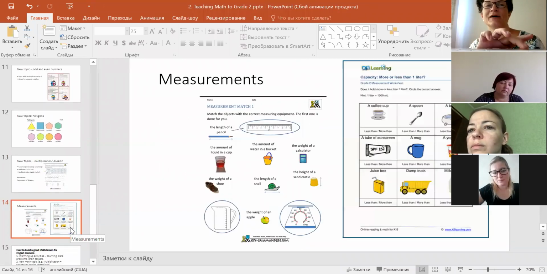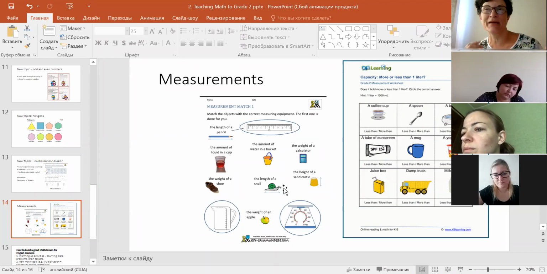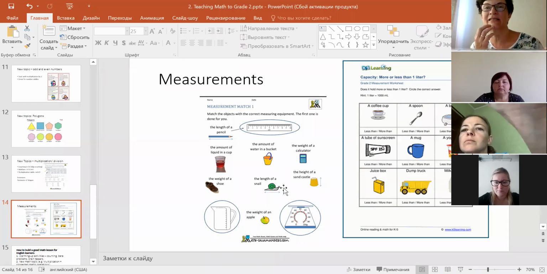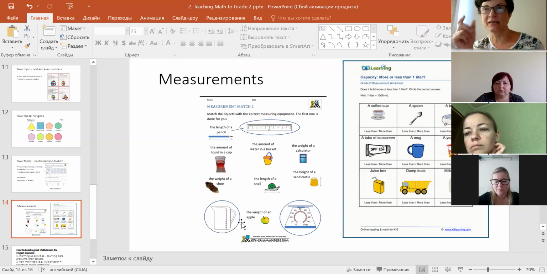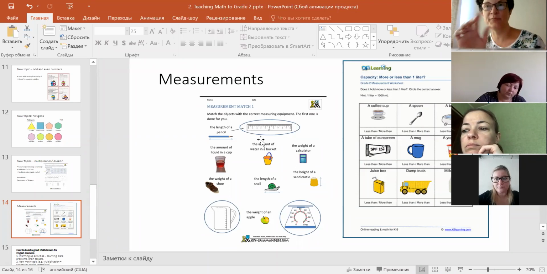Then we'll do measurements, and our measurements will be centimeters for measuring the length, kilograms and liters for measuring the weight. I mentioned earlier to somebody that I like these British tasks when they give you something and you have to think of a measurement. Like here, the weight of a calculator. Do you need liters? Do you need grams? Or do you need centimeters? Great tasks. For me, they are great for critical thinking development.